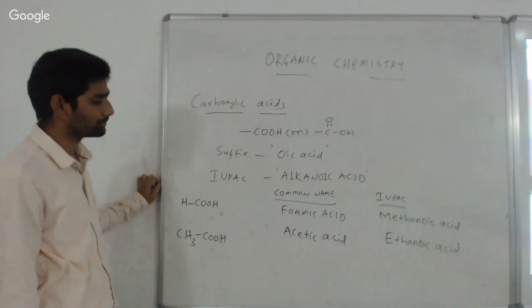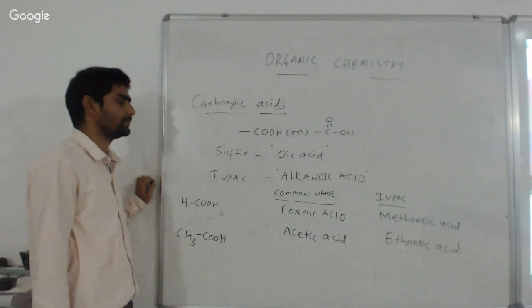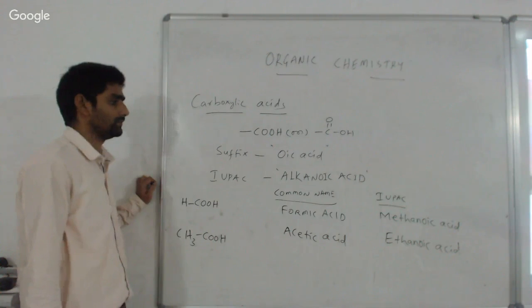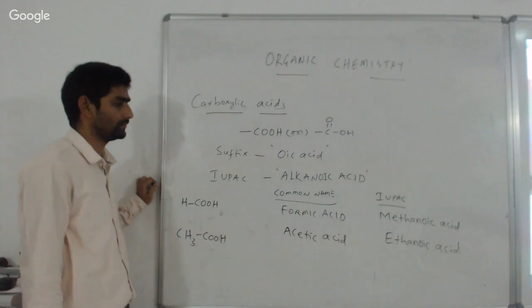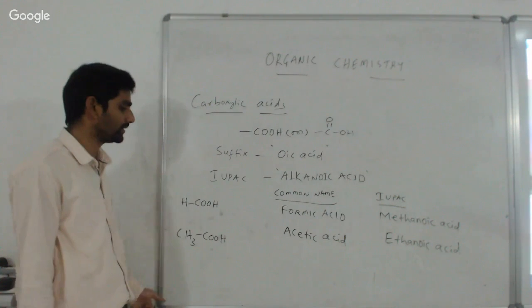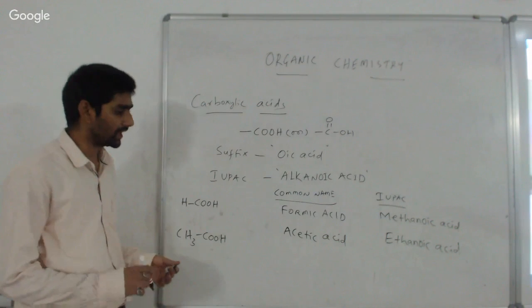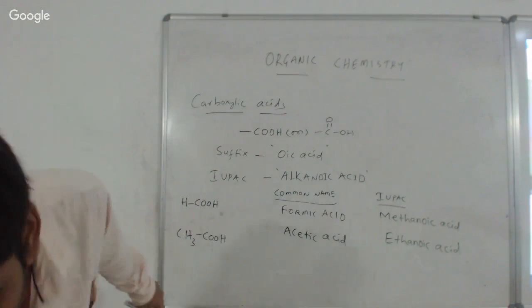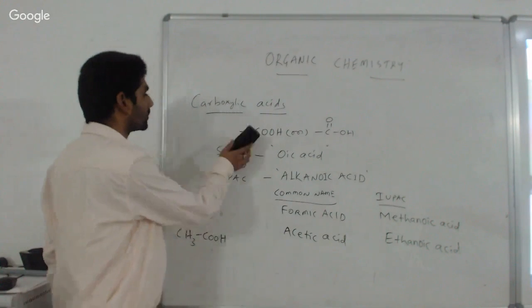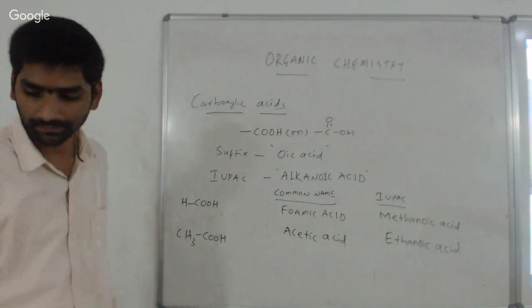Formic acid, acetic acid. Increase the number: propanoic acid, butanoic acid, pentanoic acid. Next, aromatic carboxylic acids. Please all of you copy this.